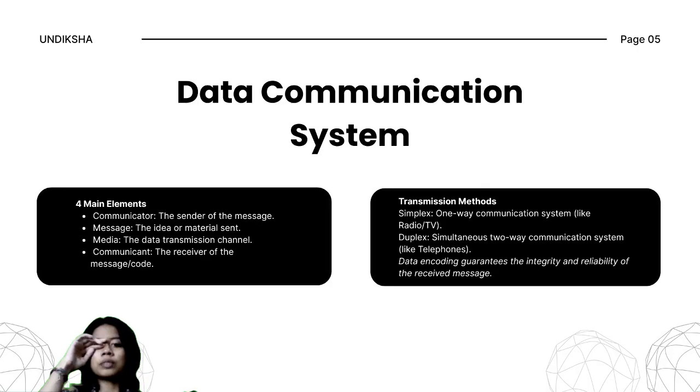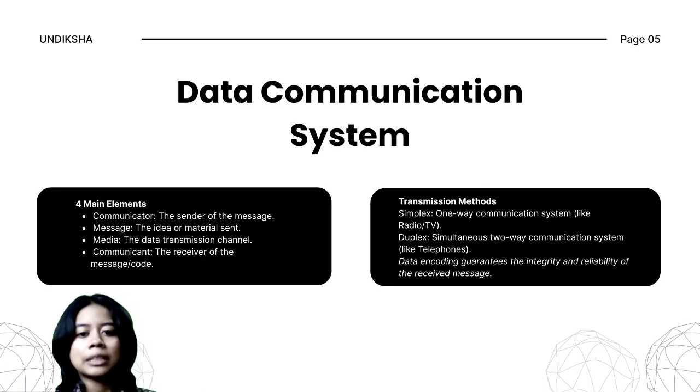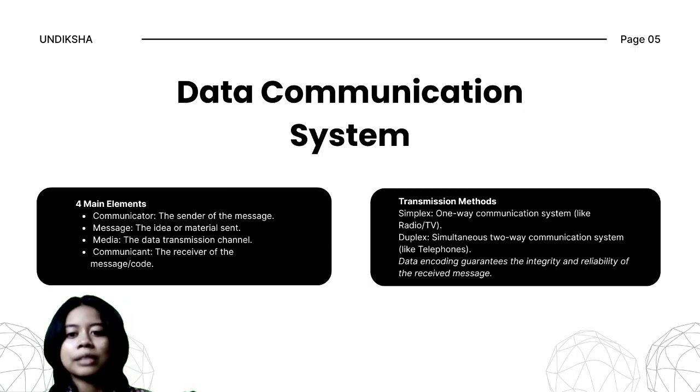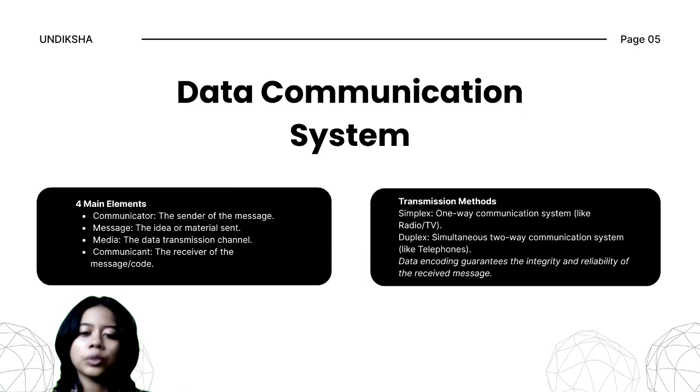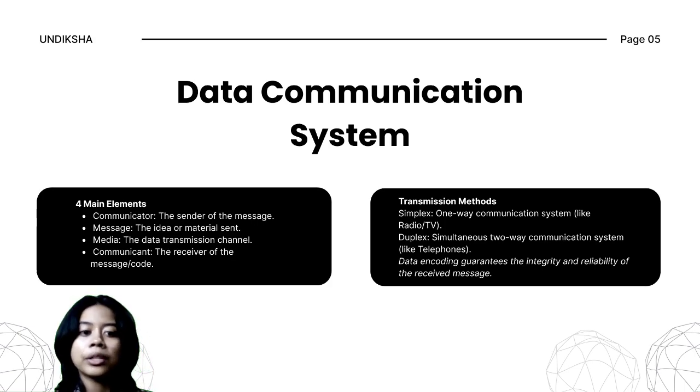In terms of signal flow, this system operates via distinct transmission methods. We have simplex systems, which refer to strict one-way communication channels where information flows in only one direction without a return loop. Classic examples include traditional radio or television broadcast arrays.